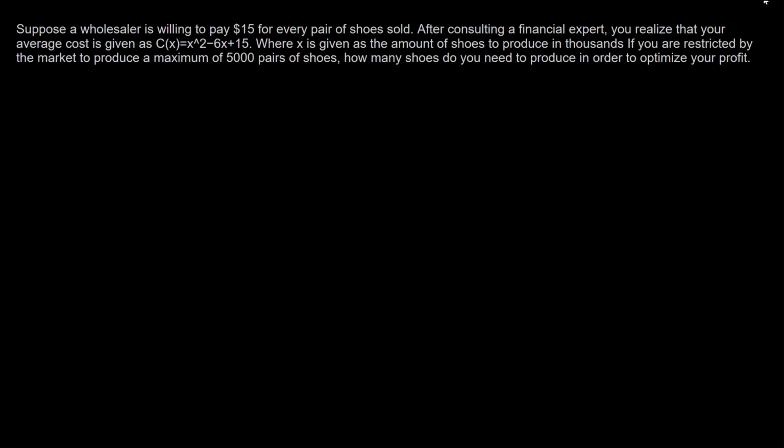Where X is given as the amount of shoes to produce in thousands. If you are restricted by the market to produce a maximum of 5,000 pairs of shoes, how many shoes do you need to produce in order to optimize your profit? So this question is asking how many shoes we need to produce to optimize the profit. So we're going to need an equation for profit.